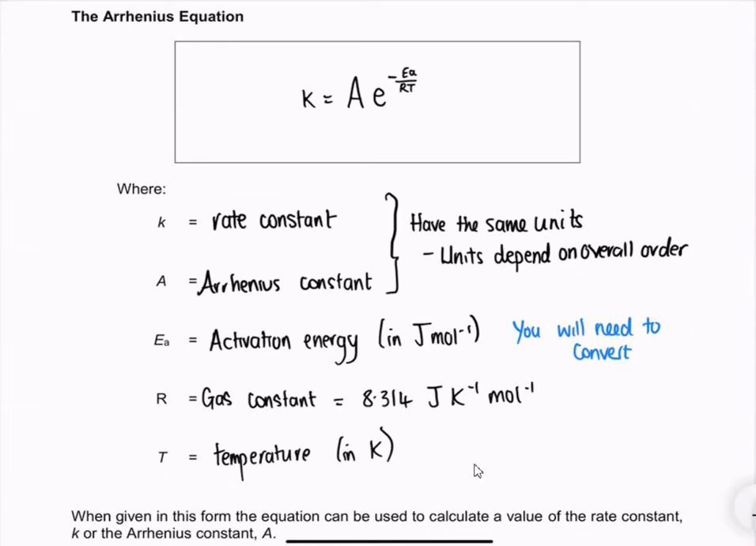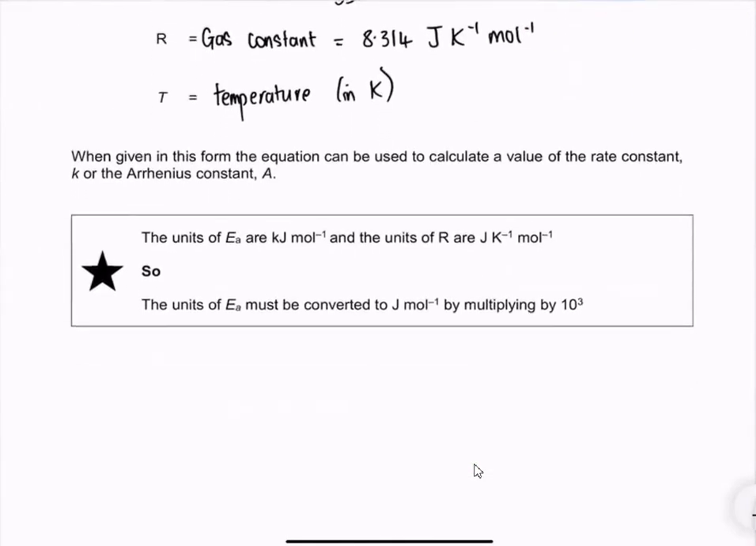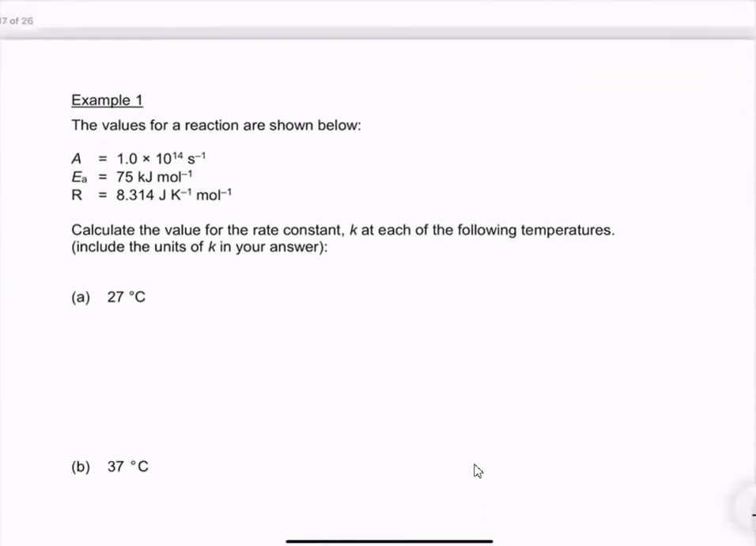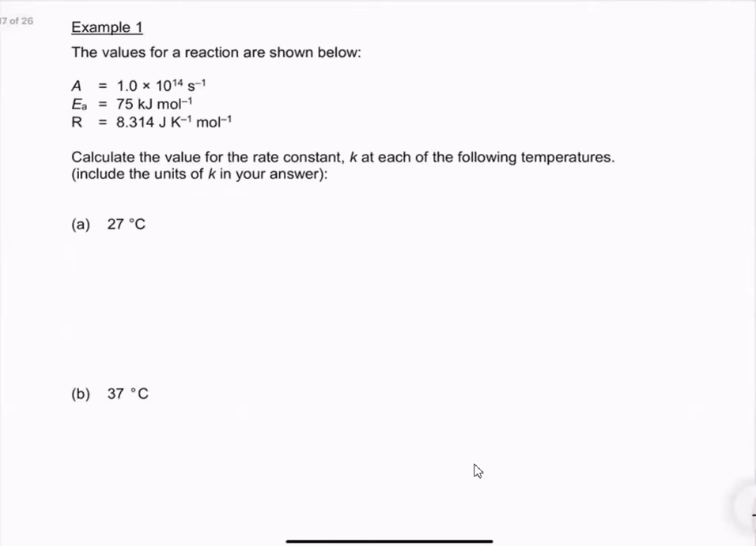Down here we've got that little star box to remind us about that conversion, and how you would convert from kilojoules to joules by multiplying by 10 to the 3, multiply by 1,000. So let's have a go with that. Let's put the numbers in. Remember that the equation goes K equals A e to the minus EA over RT, and we've got to watch out for those unit conversions.